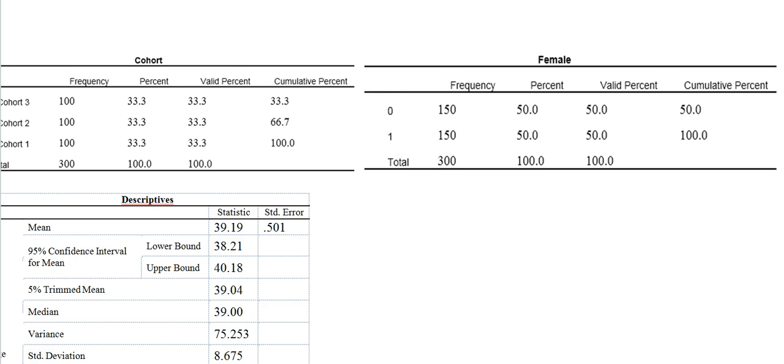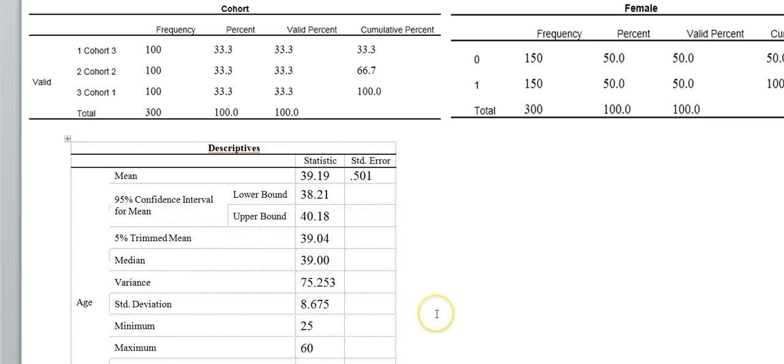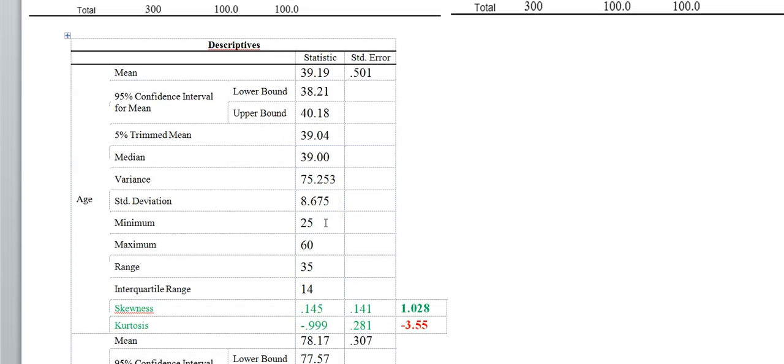And then same kind of breakdown in the frequency for the gender, with 1 being the women and 0 being the men. And then we have our descriptives for our intervally scaled data, and we see the mean for the age is 39, standard deviation of about 9 years, and you can see the 95% confidence interval there for the mean.